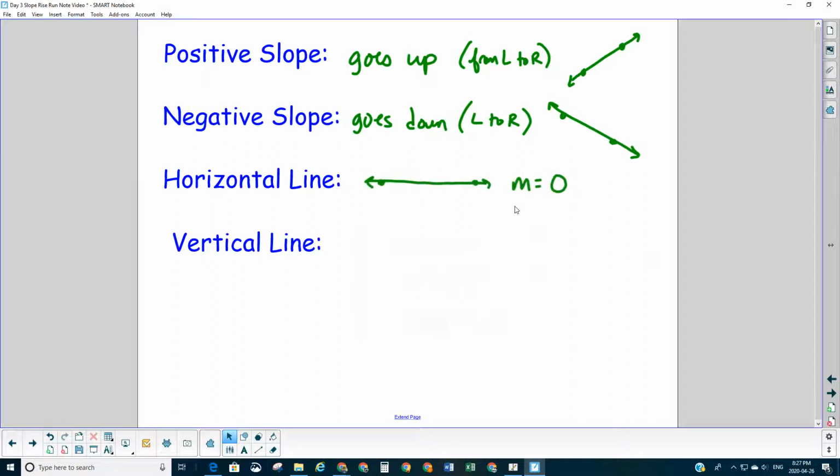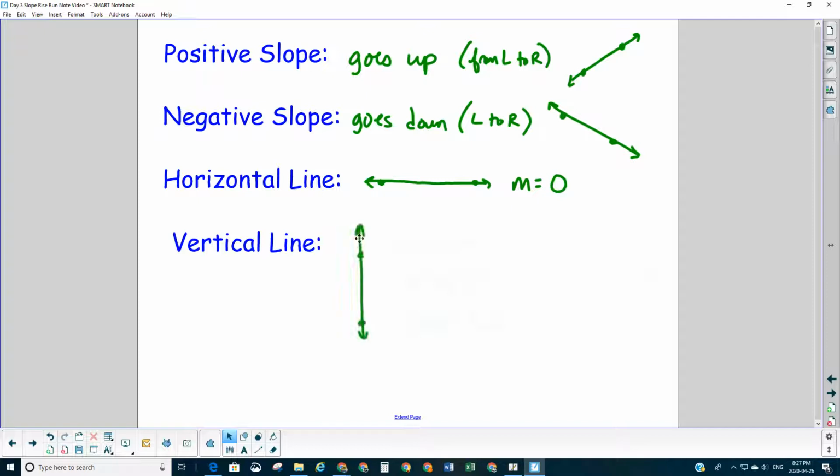We also looked at horizontal lines, and it turns out that horizontal lines have a slope of 0. Why? Because there's no rise. There is a run, but 0 over 5 is the same as 0. So we just say that it's 0. We say that all horizontal lines have a slope of 0.